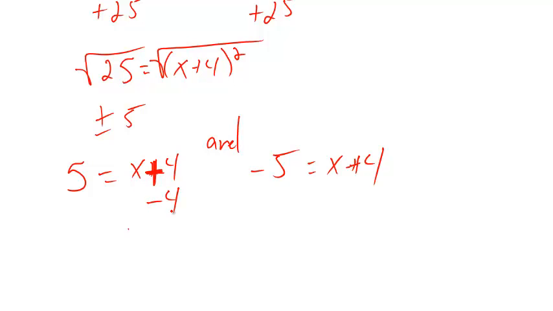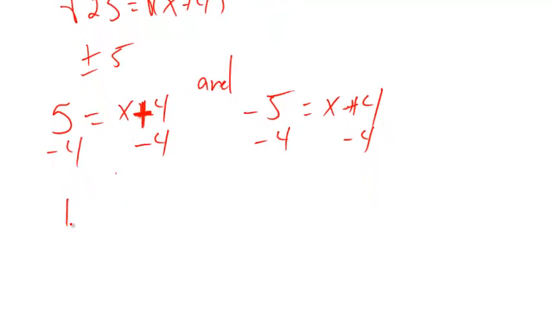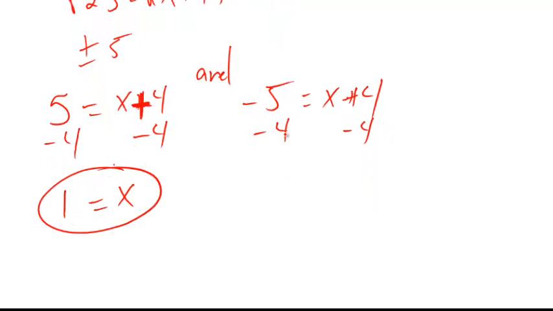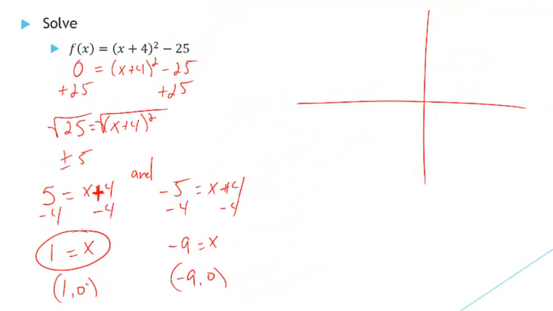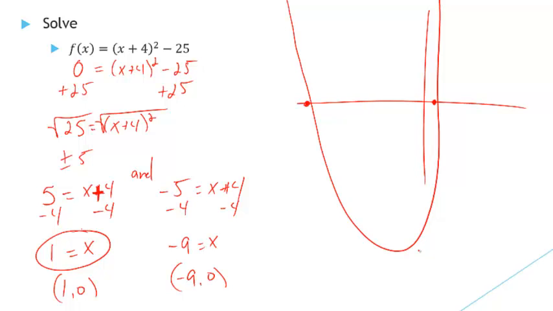We're going to go ahead and subtract 4 from both sides. That's going to give us 5 minus 4 is 1 equals x, and negative 5 minus 4 is negative 9 equals x. So our two solutions will be (1, 0) and (negative 9, 0). So on our graph, one x-intercept will be (1, 0), and the other will be (negative 9, 0). Our graph will look something like that, with negative 25 being all the way down there. Alright, so there's our first example.